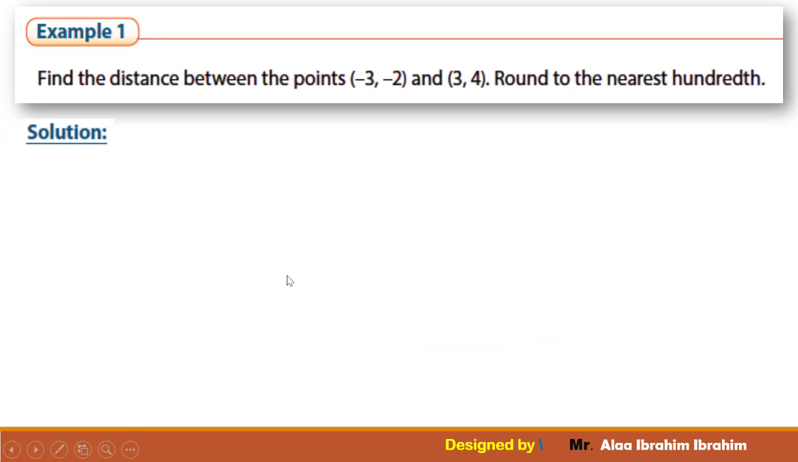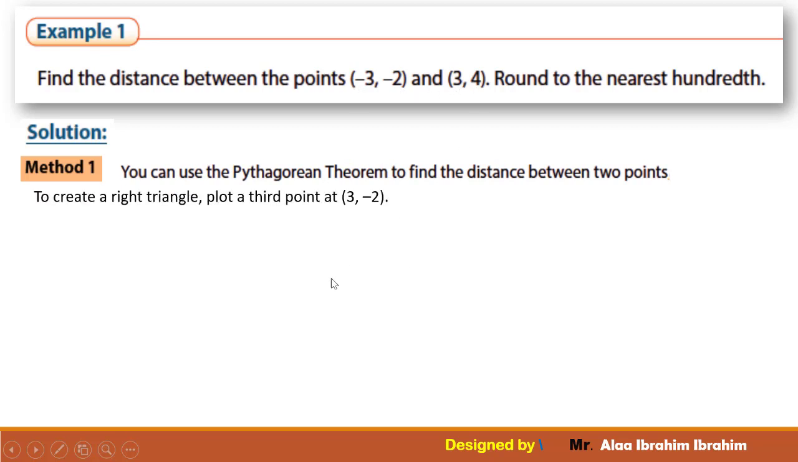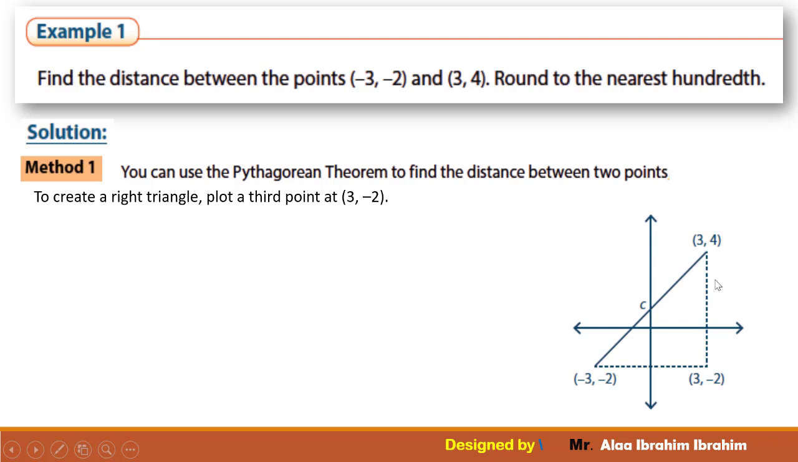Now I start with the first way, which depends on how to draw this on my grid, or how we find my hypotenuse this way. So if I start with method number 1, I have to draw first, but I have to know my points. My points are (-3, -2) and (3, 4). To create a right angle triangle, this is the way we have to make it. So I have to draw my 2 points, and complete it to make my right angle like this. So I have to make one more point. I have to estimate it to make it a right angle.